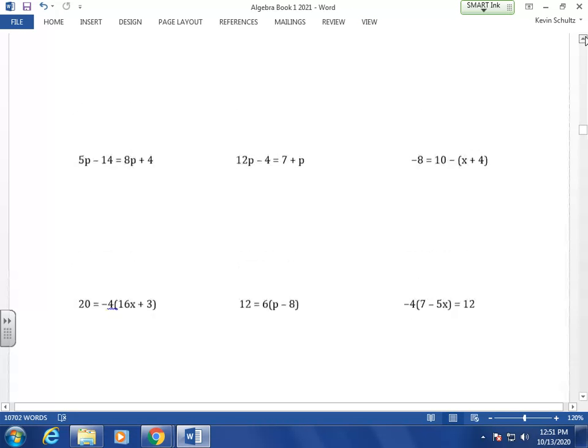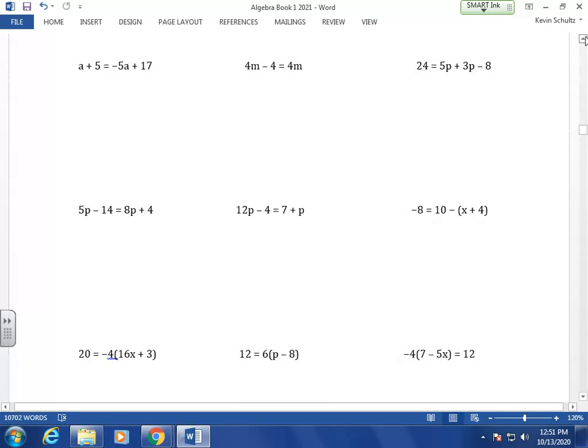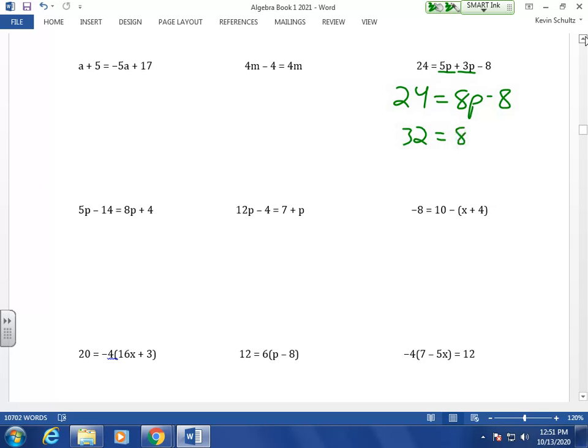Moving on then, down to this one, 24 equals 5p plus 3p minus 8. Again, combine the like terms, not using opposite operations because we're not moving them from one side to the other. We get 24 equals 8p minus 8. There's our two-step equation. So we'd add 8 to both sides. 32 equals 8 times p, divide by 8, and we get a value of 4. Easy peasy, Zach Parisi. Okay, for you hockey fans.